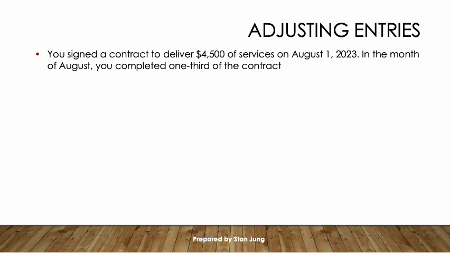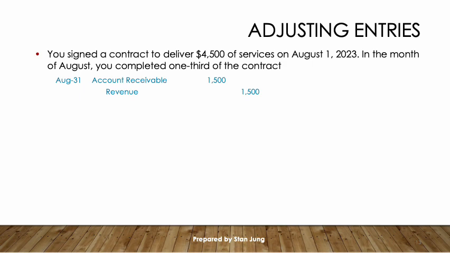First, you signed a contract to deliver $4,500 in services on August the 1st, 2023. In the month of August, you only completed 1/3 of the contract. It's important to remember that at the time of signing of the contract, that is not a financial transaction. We have not received any cash or such, so that is not a financial transaction. At the end of the month, when we've completed 1/3 of the contract, that is a financial transaction, and we will record that as showing on August 31st an account receivable, since the supplier has not made any payment, and we're going to recognize revenue of $1,500.